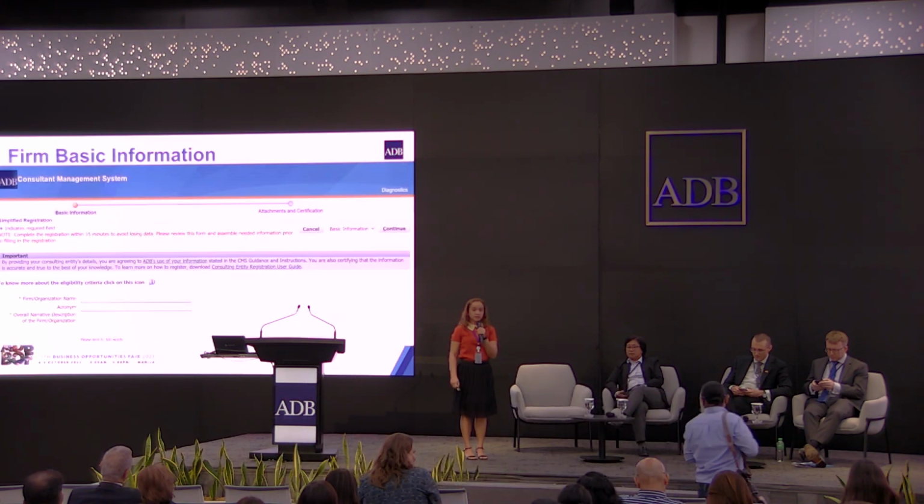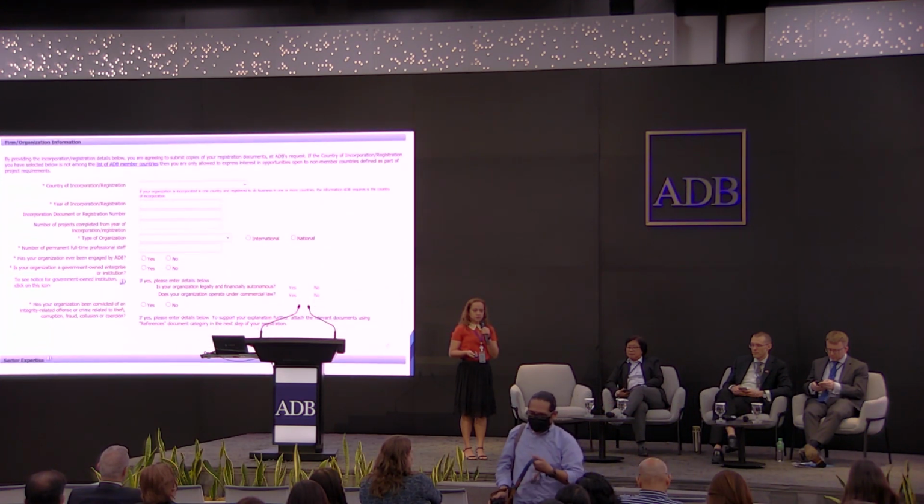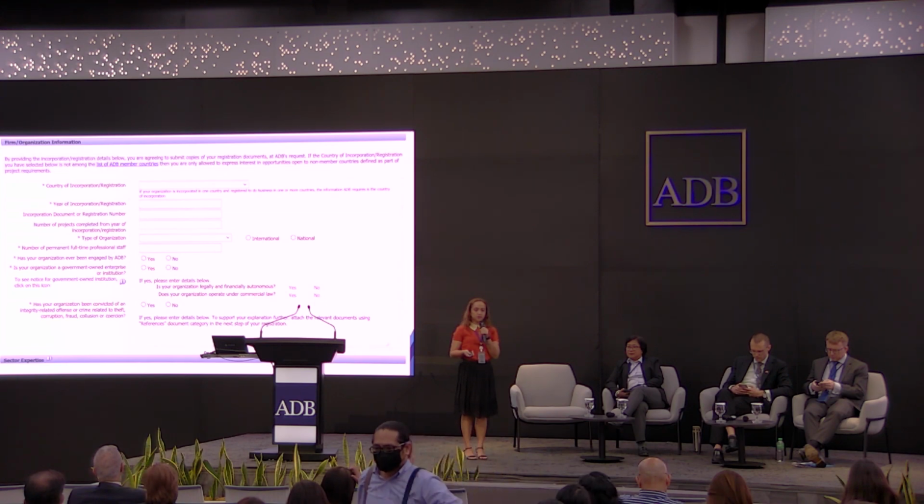Okay, so this is a sample of the firm basic information. First you need to indicate your firm or organization name. The acronym is an optional field, so you can either input an acronym or not. And then the overall narrative description of your organization or firm. When we scroll down, just input some more information about your organization or firm, like the country of incorporation, the year, and all these others.